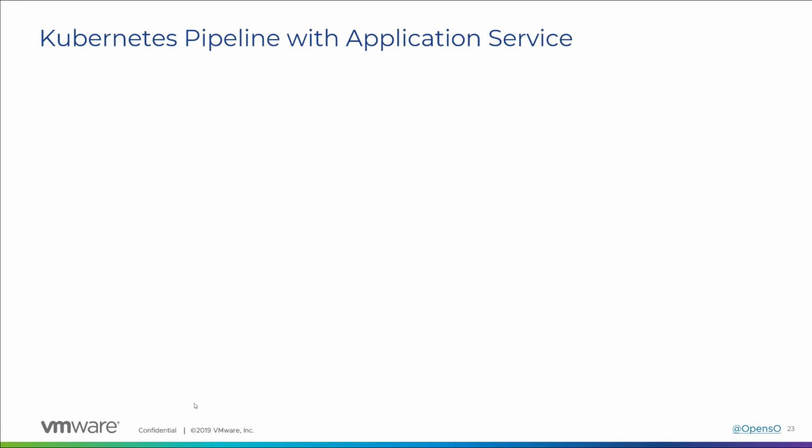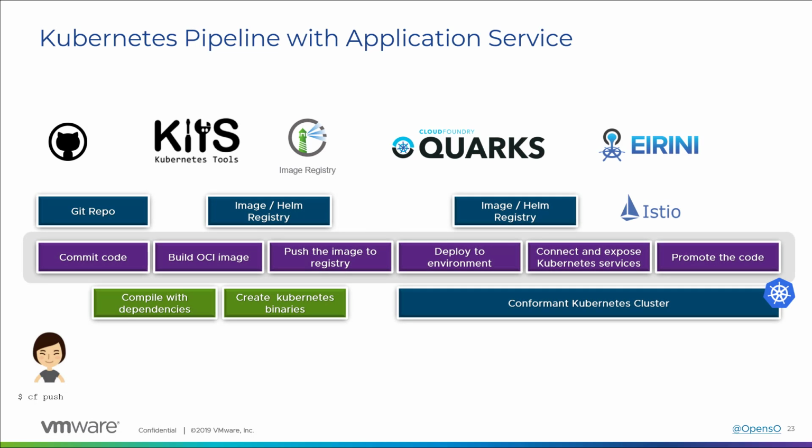Now, if I take the same pipeline that I've just shown you, as a developer, the only thing I need to do is to push the code. And from there, everything is being taken care of by Tanzu Application Service for Kubernetes. And everything is built on open source with open source tool sets that VMware is contributing. But again, it's open source and there are a lot of different community driven projects here.